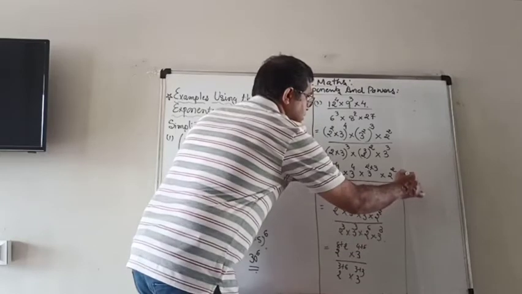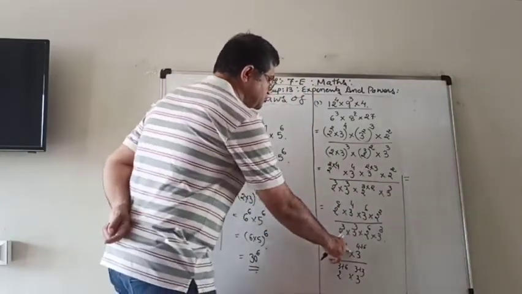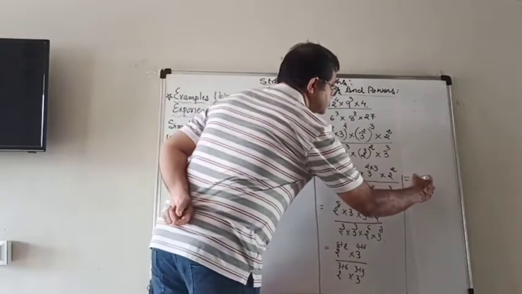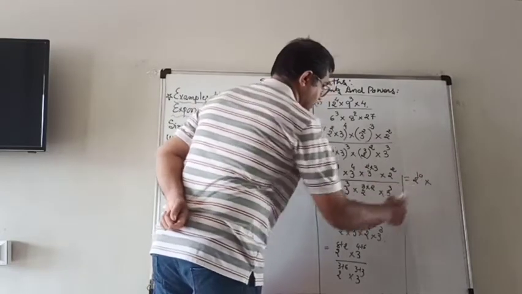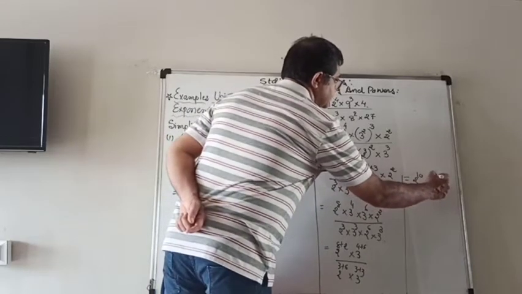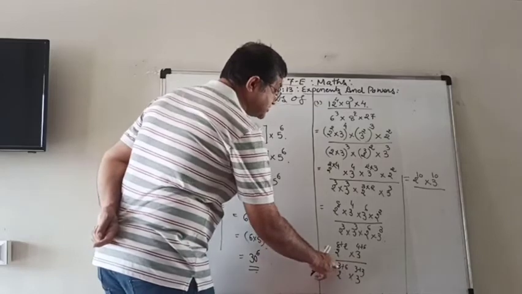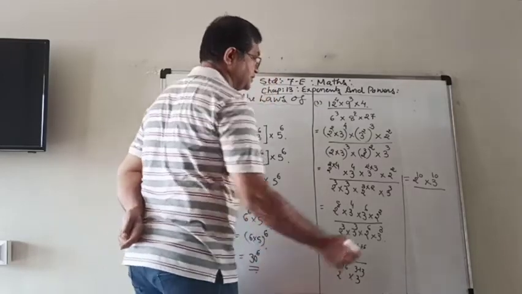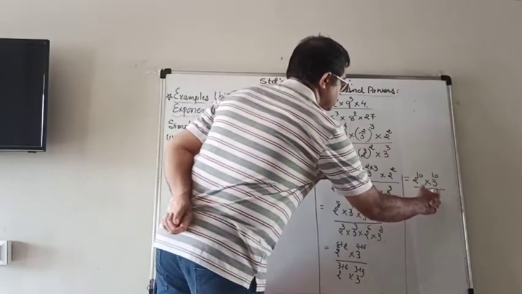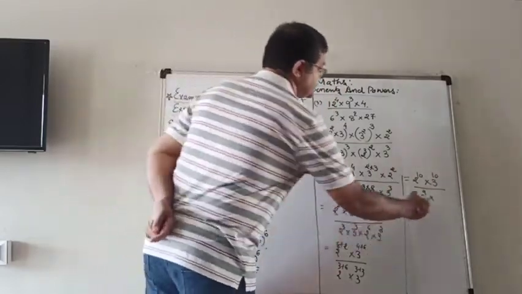Now we can continue here. So is equal to 2 raised to 8 plus 2 is 10. And 3 raised to 4 plus 6 is 10. 2 raised to 6 plus 3. 3 plus 6 is 9. Multiply by 3 raised to 6.